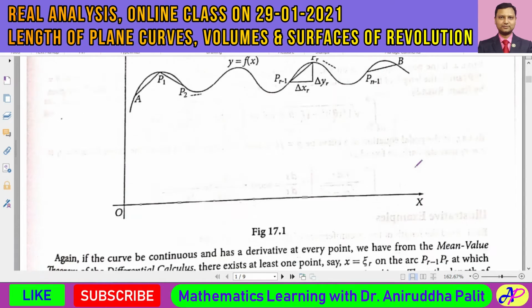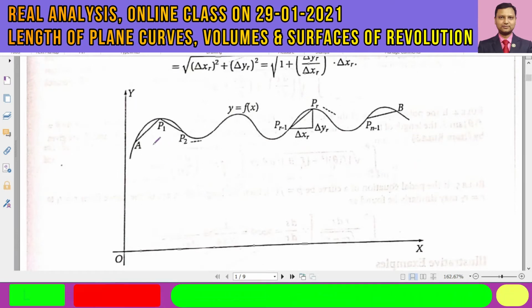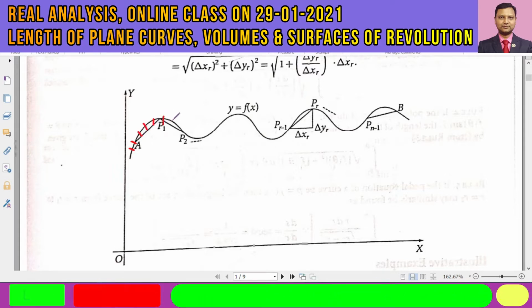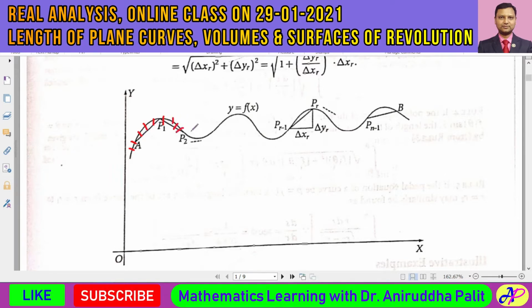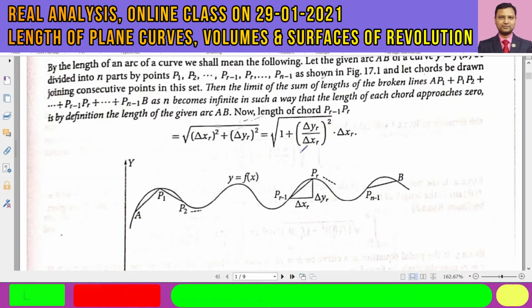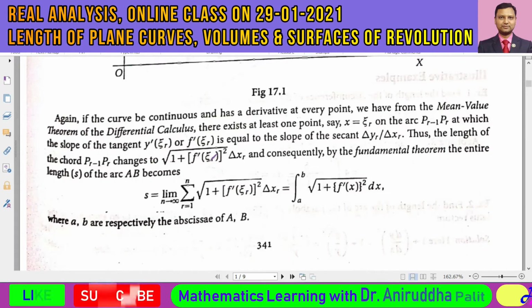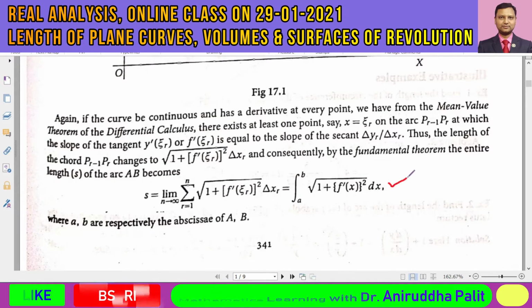So the basic idea is that if we want to find out the length of this kind of curve, you first need to divide the curve into smaller and smaller segments, and then add all the lengths. And you see, a small segment of a curve can be considered equal to a straight line. That is the basic idea behind it. Through different intermediate results, we finally get the length of the curve in this fashion.